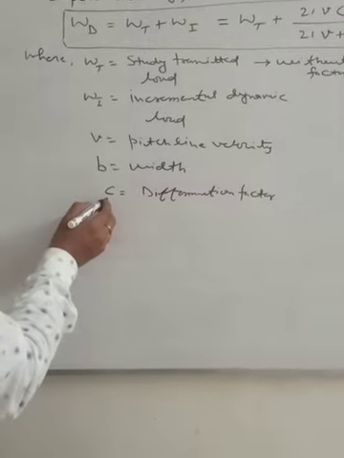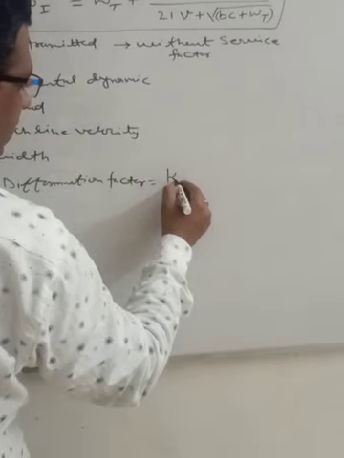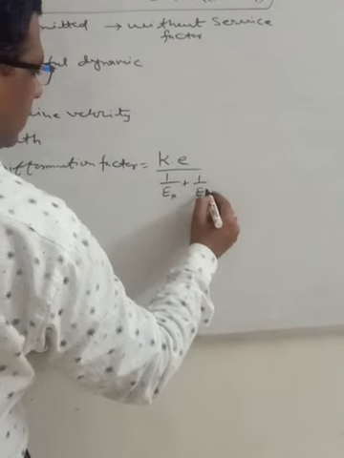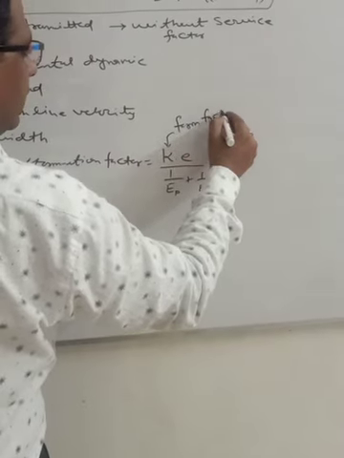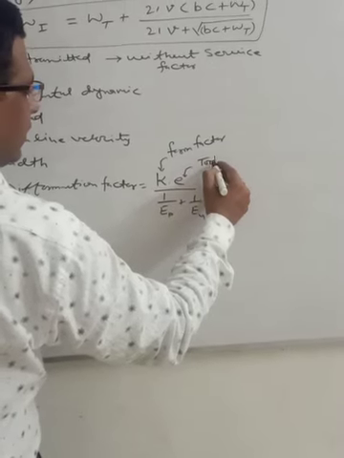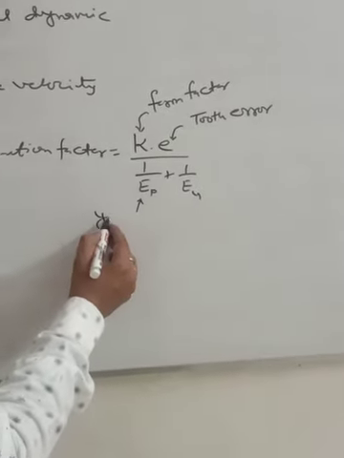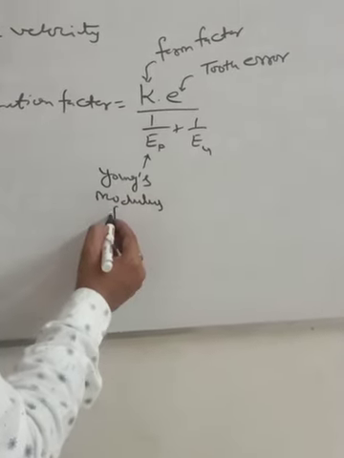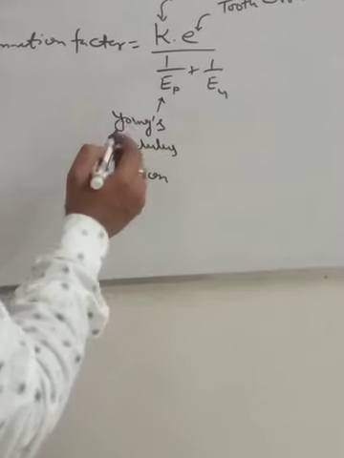The value of this deformation factor can be calculated with the help of the design data book, or it can also be calculated by this equation, in which this K is the form factor, this E is your tooth error, and this is your Young's modulus for pinion, and this is the Young's modulus for gear.